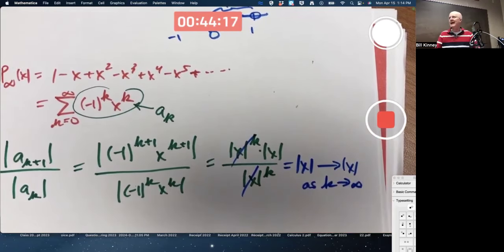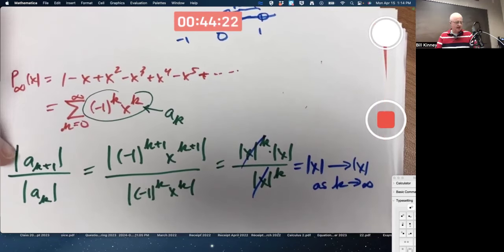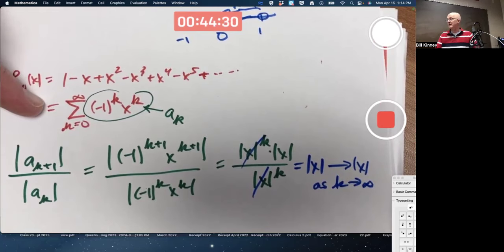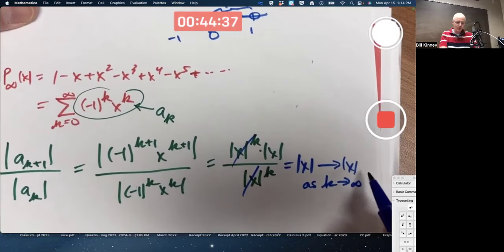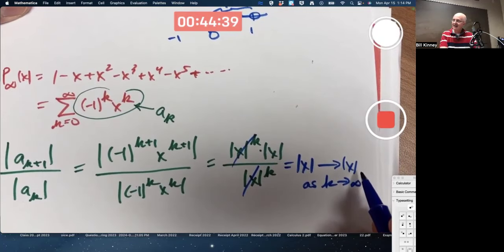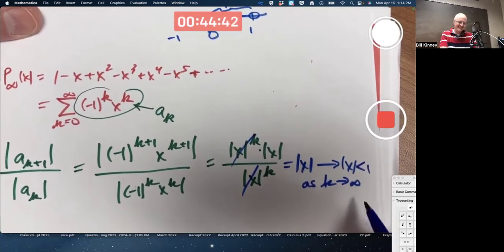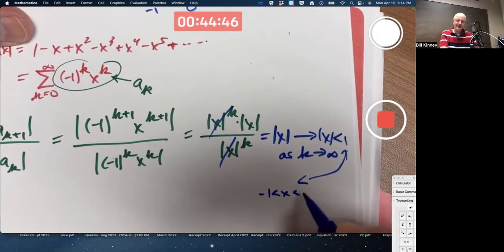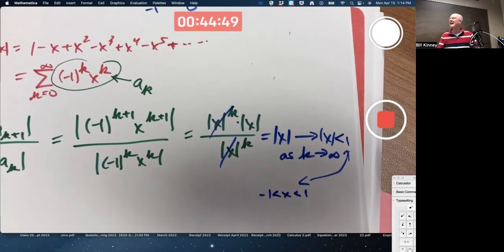And what does the ratio test say? It says if the limit of this thing is less than 1, then for sure the series right there converges. If the limit is bigger than 1, it diverges. If it equals 1, the ratio test gives you no information. When is this less than 1? Exactly when the absolute value of x is less than 1. This is equivalent to x being between -1 and +1. That is seemingly at least the radius of convergence.